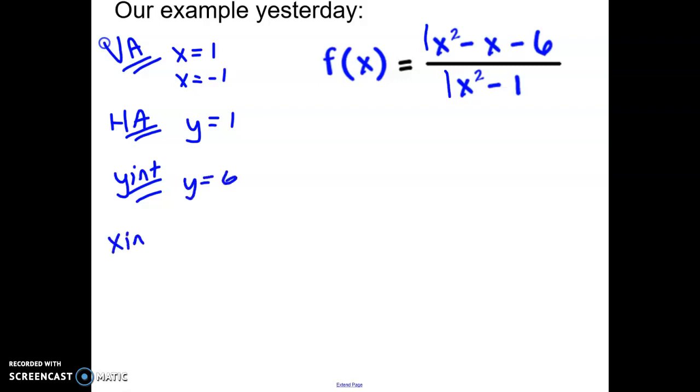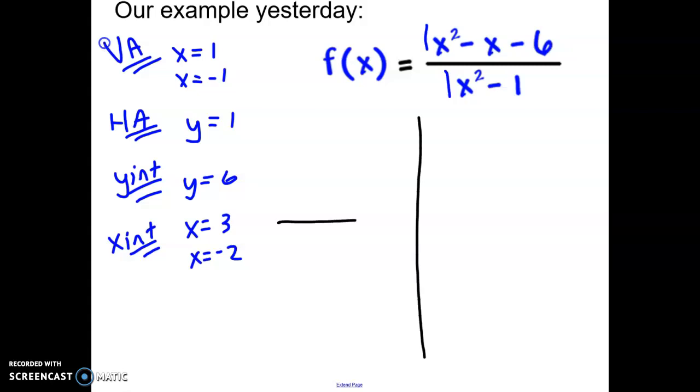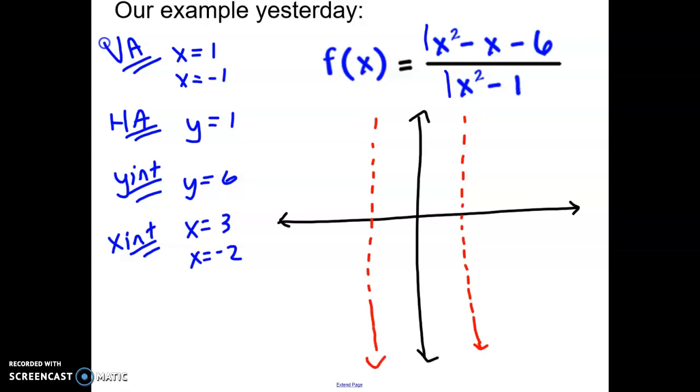And the x-intercept, when we plugged in 0 for y, gave us two answers, x equals 3 and x equals -2. So now we're going to draw this graph with our information. Let's always start by putting everything you know on the graph. So first of all, I know I have vertical asymptotes at 1 and -1. So you guys, please draw this. So I have vertical asymptotes at 1 and at -1.